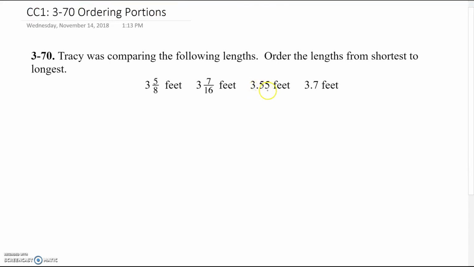3 and 55 hundredths is less than 3 and 7 tenths. If you're not convinced, we can write 7 tenths as 70 hundredths, and then see, yeah, 3 and 55 hundredths is less than 3 and 70 hundredths. So I know that 3 and 7 tenths feet are longer than 3 and 55 hundredths of a foot.